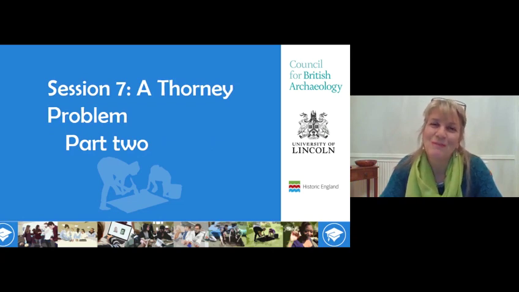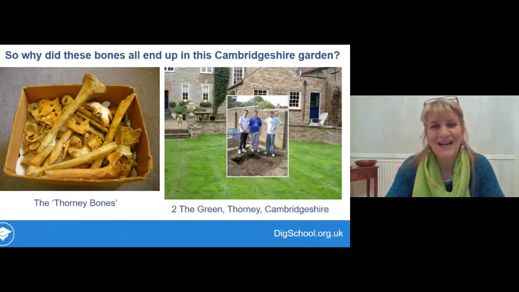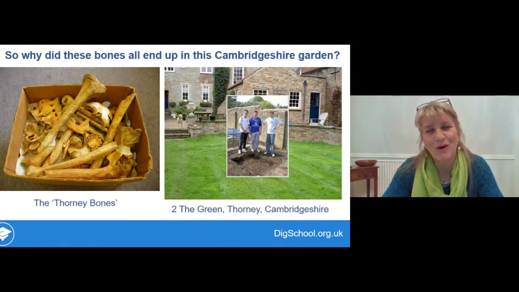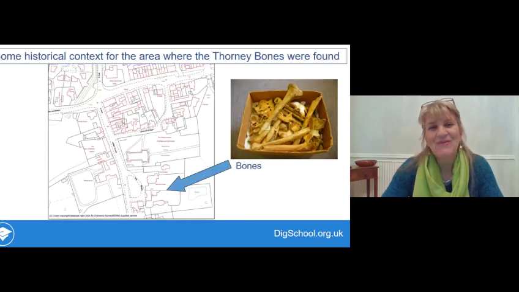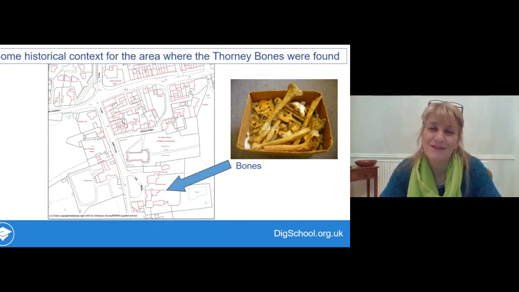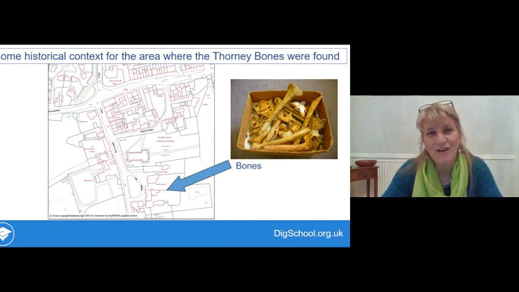So in part 2 of Thorney Bones, we're going to go back to that question we set at the end of part 1. So why did all these bones end up in this Cambridgeshire garden? And we'll have a look at some historical context for the area where the bones were found. So there's a map of this bit of Thorney, there's an arrow pointing to where the bones came from.